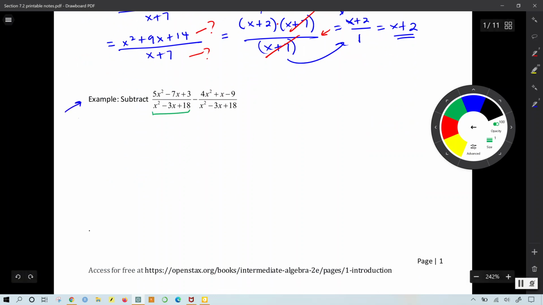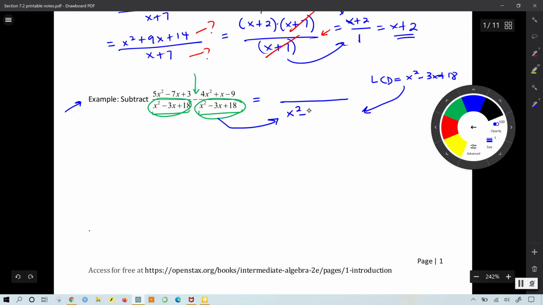Again, we have a fraction and another fraction. We would like to subtract one from the other. What we quickly observe is that both fractions share exactly the same denominator. Well, that is good news for us because it means we can have the same LCD. The LCD is x squared minus 3x plus 18. That is the least common denominator, and that is coming right here as the denominator of the answer.